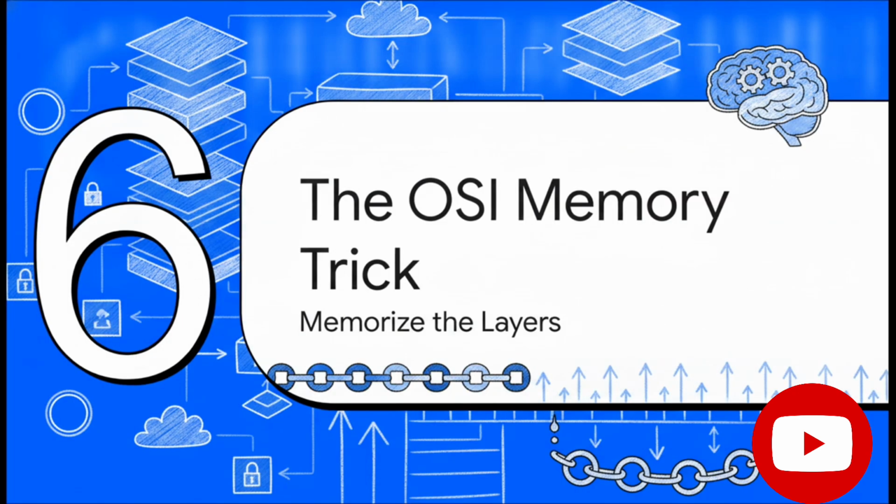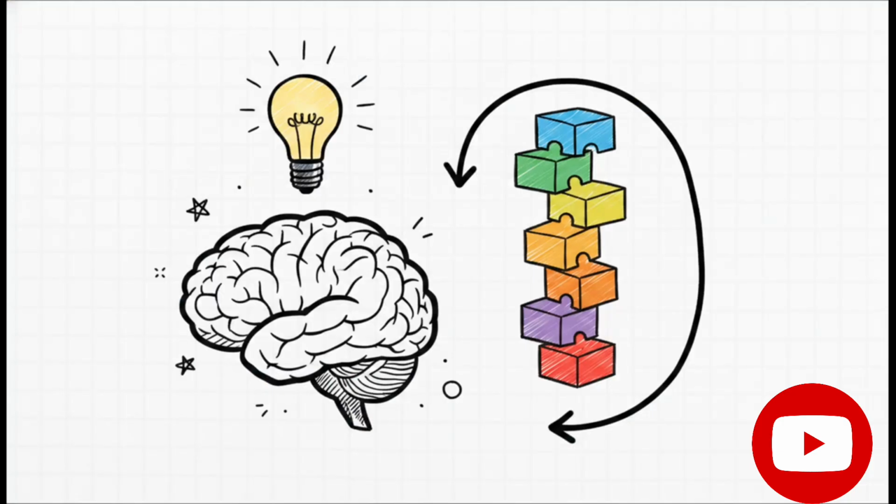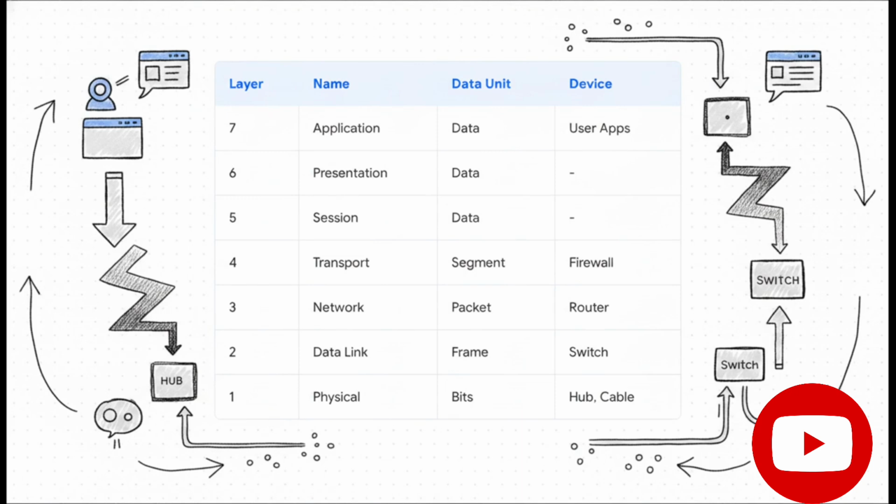And finally, Section 6, the OSI memory trick. Look, if you ever need to troubleshoot a network issue, or honestly just want a foolproof way to remember this entire architecture, memorize this one simple phrase: all people seem to need data processing. If you can just remember that sentence, you will perfectly recall layer 7 all the way down to 1. Application, presentation, session, transport, network, data link, and physical, every single time. This quick summary perfectly captures the entire ecosystem we've explored today.